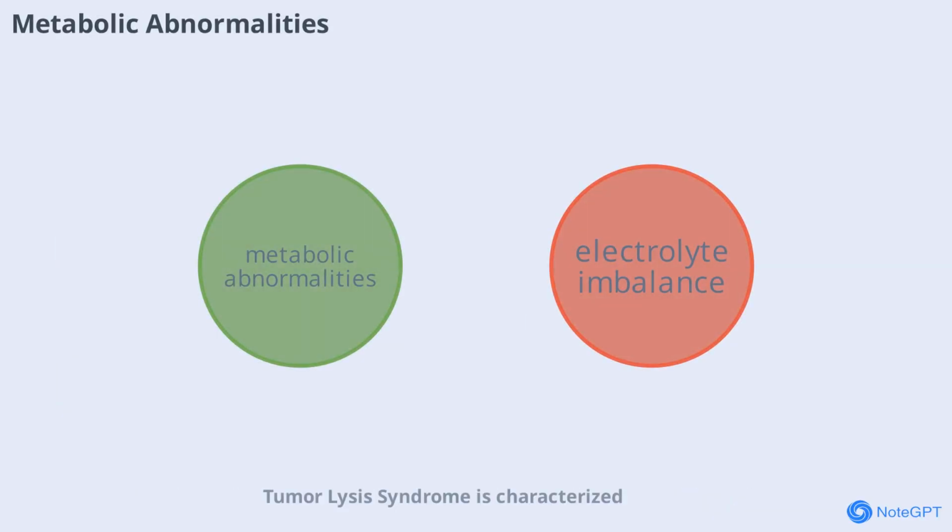Tumor lysis syndrome is characterized by a constellation of metabolic abnormalities. These include hyperuricemia, high uric acid; hyperkalemia, high potassium; hyperphosphatemia, high phosphate; and hypocalcemia, low calcium. Each of these imbalances can have serious effects on different organ systems, and together they create a complex clinical picture that requires careful management. Understanding these metabolic changes is crucial for healthcare providers treating patients with cancer.